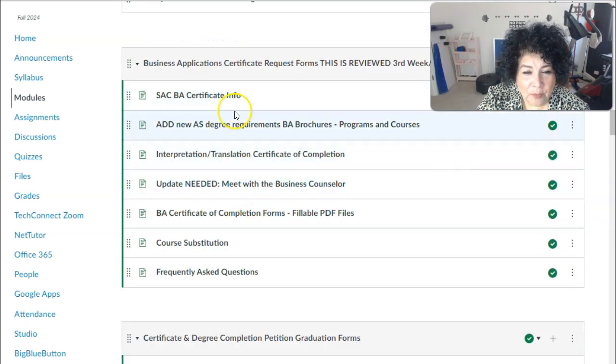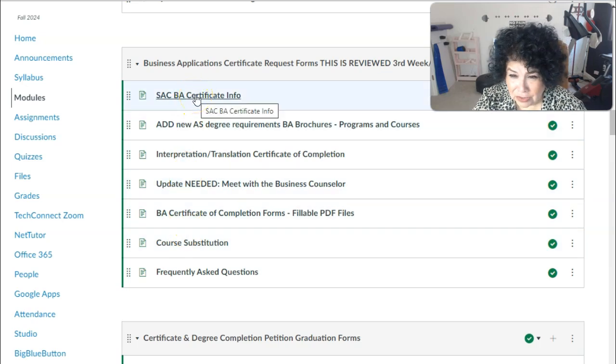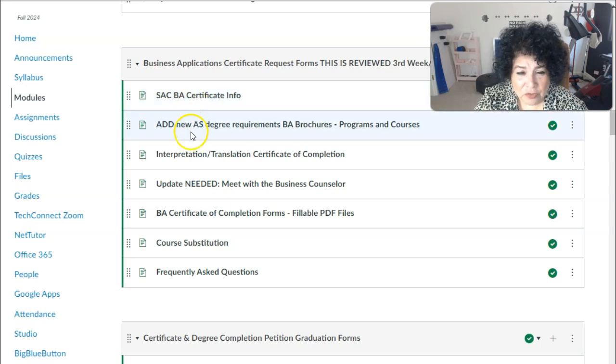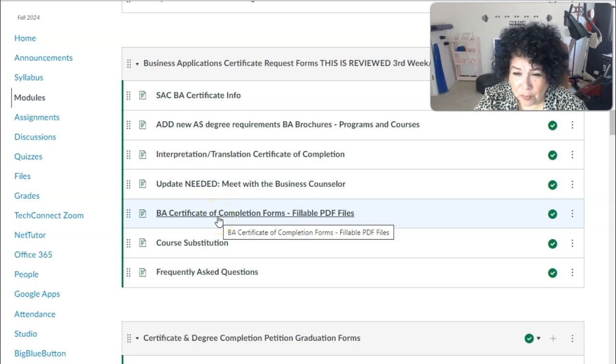And then when I was telling you to make sure you're in the right program, this is where you would go and see our brochures. And for those of you that are going to complete the certificate or your associate degree, if this is your last semester, I want to make sure that you know how to fill out the certificate of completion form. So more on that as we start the semester.